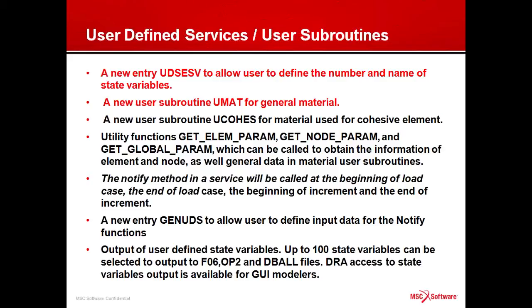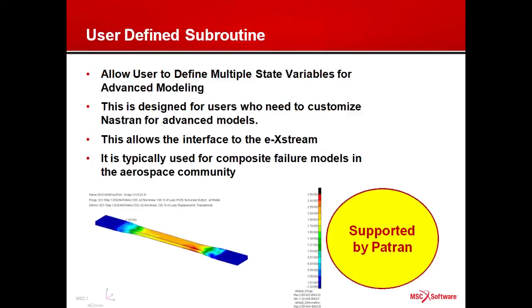We've introduced two new user subroutines, one called UMAT, which is very similar to the hypoelastic routine, UHYPEL. And we introduced a new user subroutine for cohesive material modeling for delamination analysis in composites. And finally, we've introduced a capability to call utilities within your user subroutines to get additional results in those user subroutines.